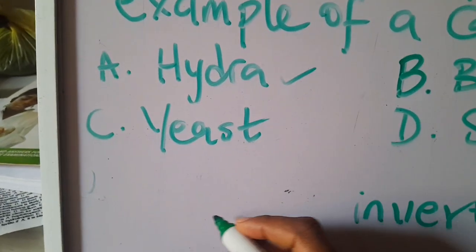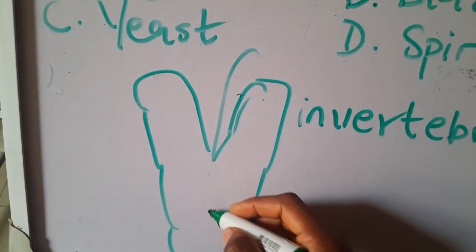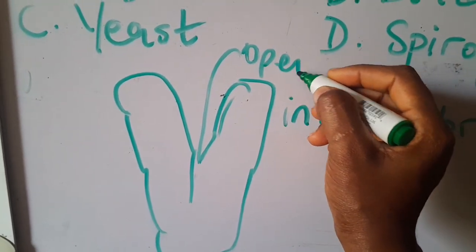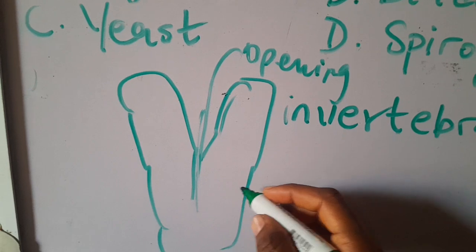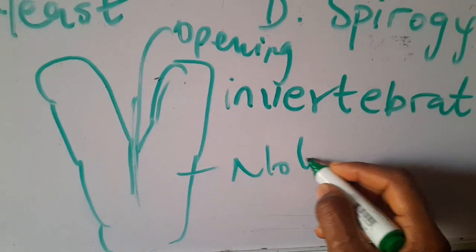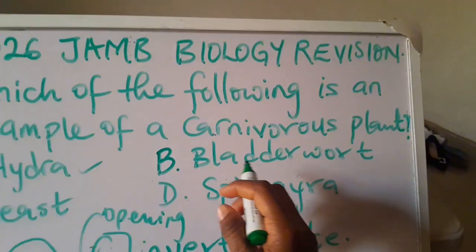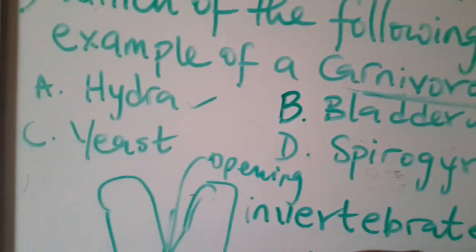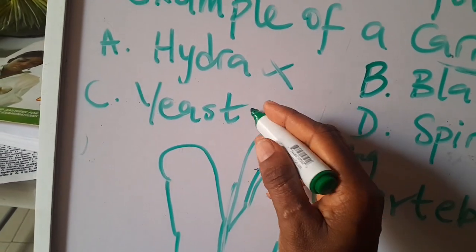Hydra has a kind of tentacle. It can feed, opening here, more like an anal opening or a mouth opening, something like that. And then hydra can feed in here, but it's not a plant, so not a plant. And remember, the question says here a carnivorous plant, so plant is the keyword. So of course hydra is off. Another one is yeast. Yeast is not a plant.